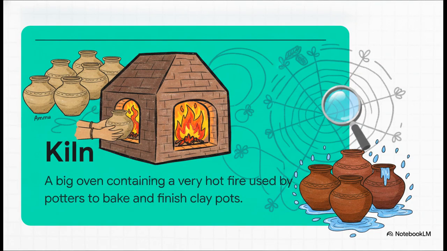But wait, a soft clay pot can't actually hold water yet. Once they're shaped, the pots have to be left out to dry. Then Minnie's mother, Amu, takes over. She moves those dried pots into a very specific type of big oven called a kiln. Now, a kiln contains a really hot fire that bakes the clay. This intense heat literally changes the material, making those pots incredibly strong, durable, and completely ready to store the water we were just talking about earlier.